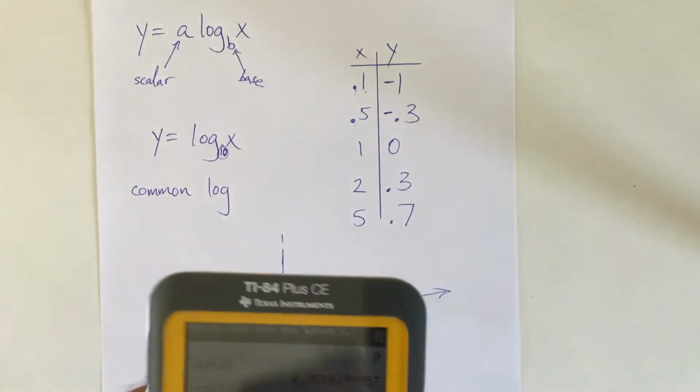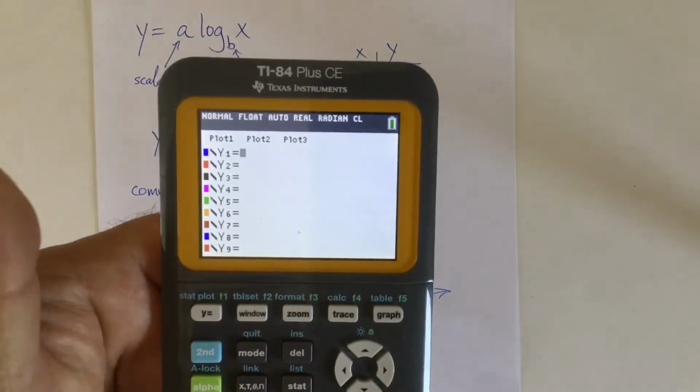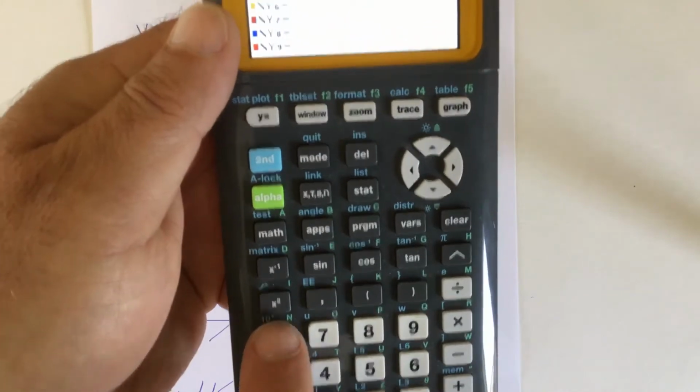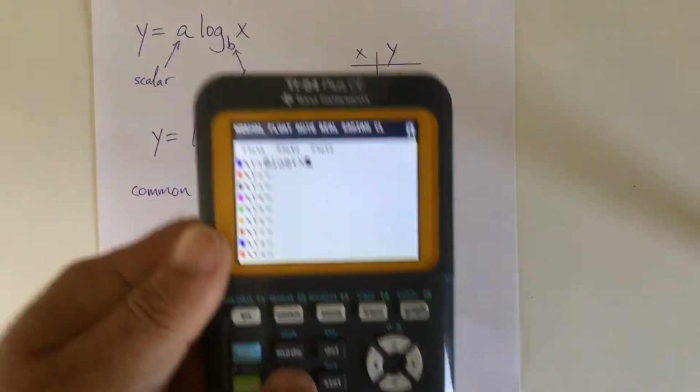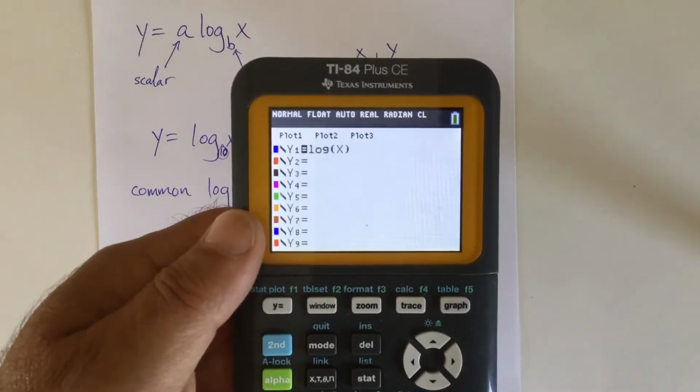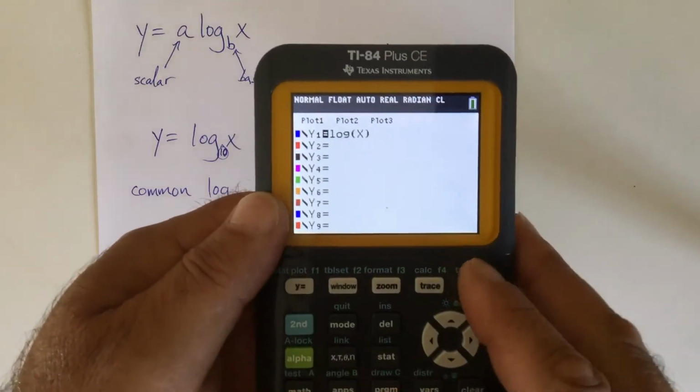Now, let's take a look, because you're going to check your answers on the calculator. So I'm going to go y equals, and I'm going to say log x. Y equals log x. I like to close the parentheses. It bugs me when I don't. Ready? I'm going to hit graph.